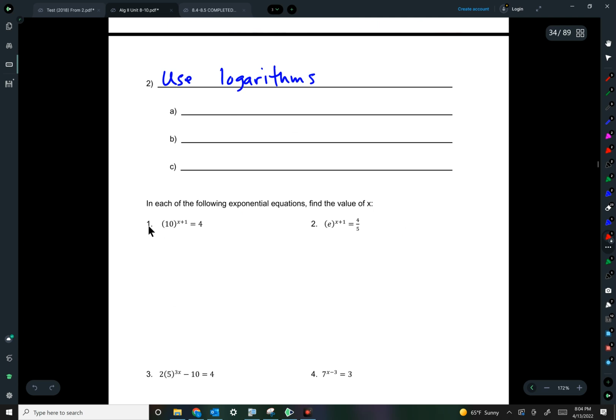So for example, when I look at number 1, I have a 10 on the left and a 4 on the right. I could write 4 as a base of 2, but I can't write 10 as a base of 2. So I can't get those to be the same base. So that's when we use this second method.